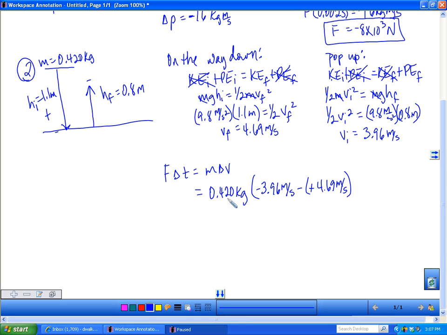meters per second. It's negative, and I have 0.42 of that. So when I did that multiplication, I got F delta T to be a negative 3.63 kilogram meters per second. And it makes sense that it would be negative because the floor is pushing up, and if the floor is pushing up, that's in the negative direction.